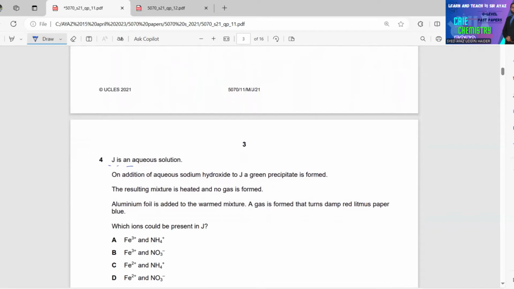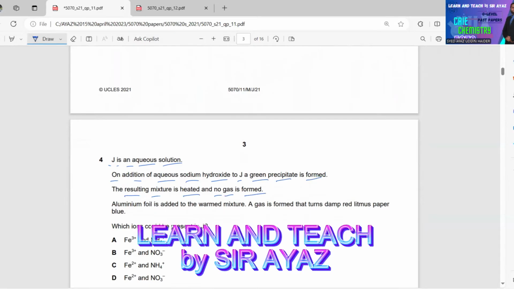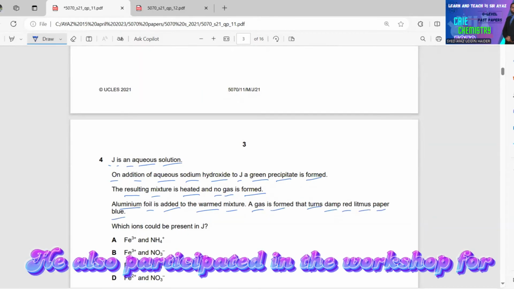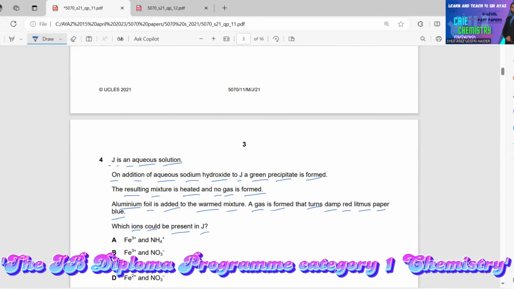J is an aqueous solution. On addition of aqueous sodium hydroxide to J, a green precipitate is formed. The resulting mixture is heated and no gas is formed. Aluminum foil is added to the warmed mixture. A gas is formed that turns damp red litmus paper blue. Which ions could be present in J?